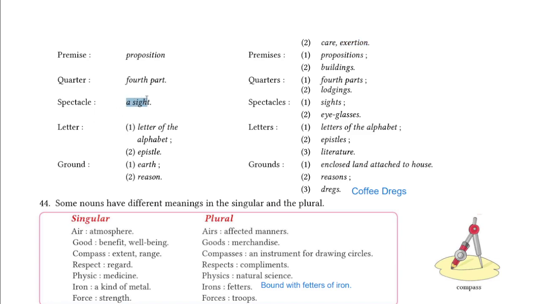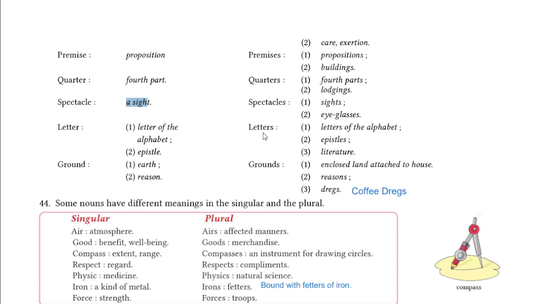Spectacle means a sight. It has one meaning in the singular. Spectacles has two meanings, sight, eyeglasses. Letter has one meaning in the singular. No, it has two meanings in the singular: letter of the alphabet and epistle. Epistle is a letter that you write to somebody on a piece of paper. We call it an epistle.